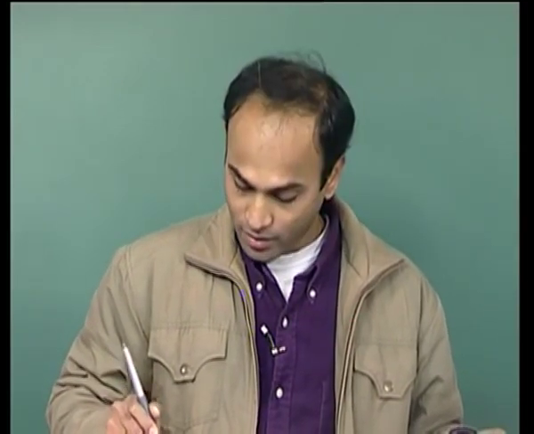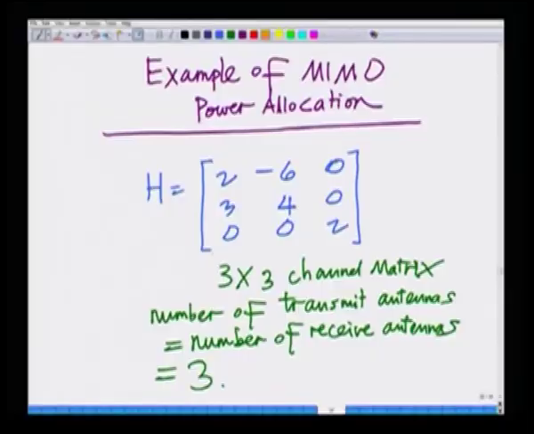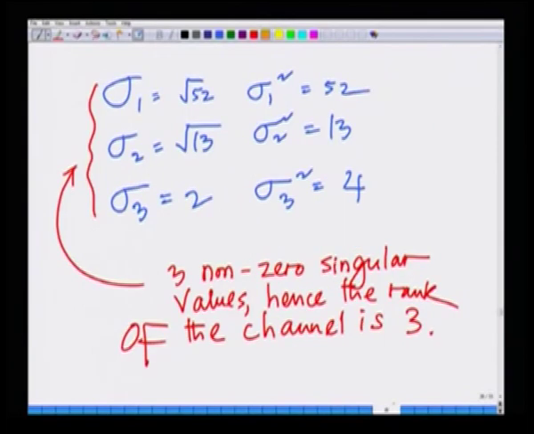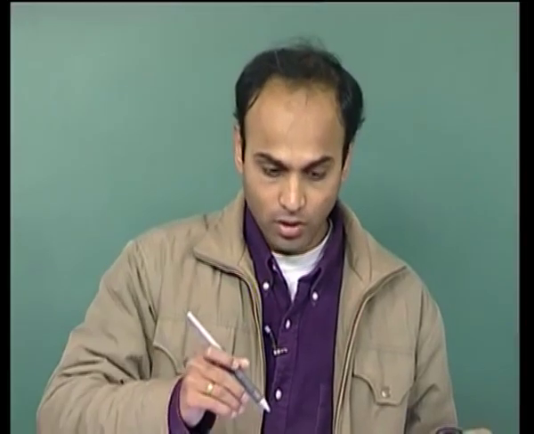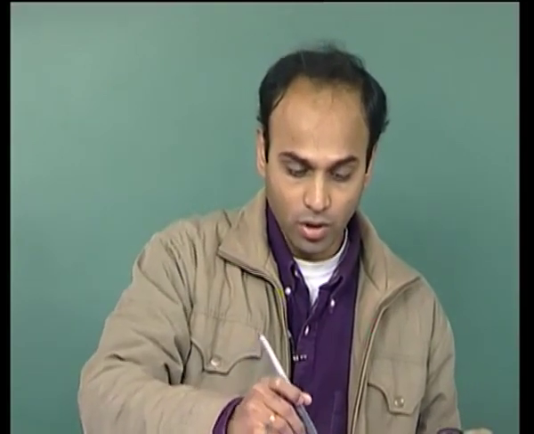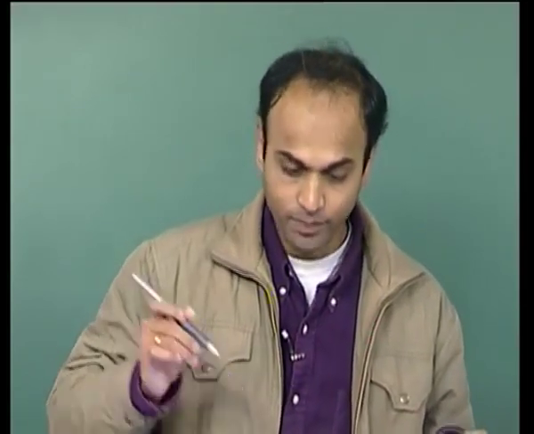And we also started with an example of this channel matrix H, 2 minus 6 0, 3 4 0, 0 0 2. We computed its singular values as follows, that is square root 52, square root 13 and 2, and corresponding to these singular values we were about in the process of computing the optimal power allocation towards capacity maximization. So, with that let us proceed into today's lecture.